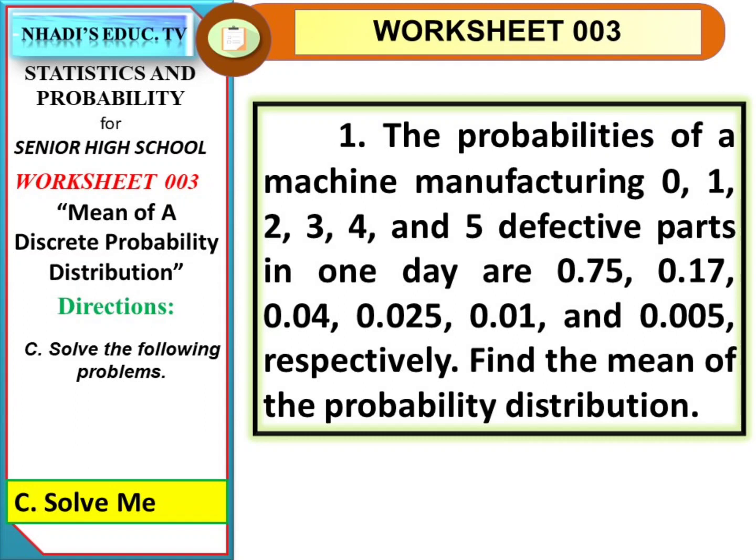Directions: solve the following problems. Number 1, the probabilities of a machine manufacturing 0, 1, 2, 3, 4, and 5 defective parts in one day are 0.75, 0.17, 0.04, 0.025, 0.01, and 0.005 respectively. Find the mean of the probability distribution.